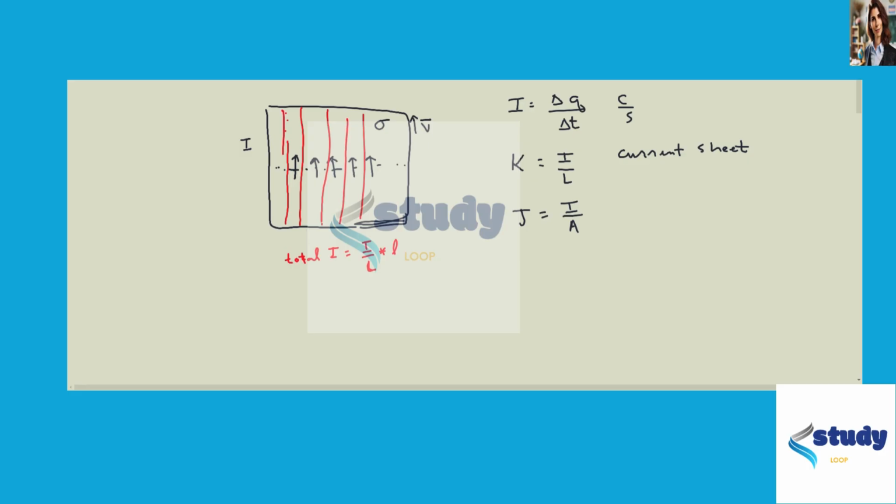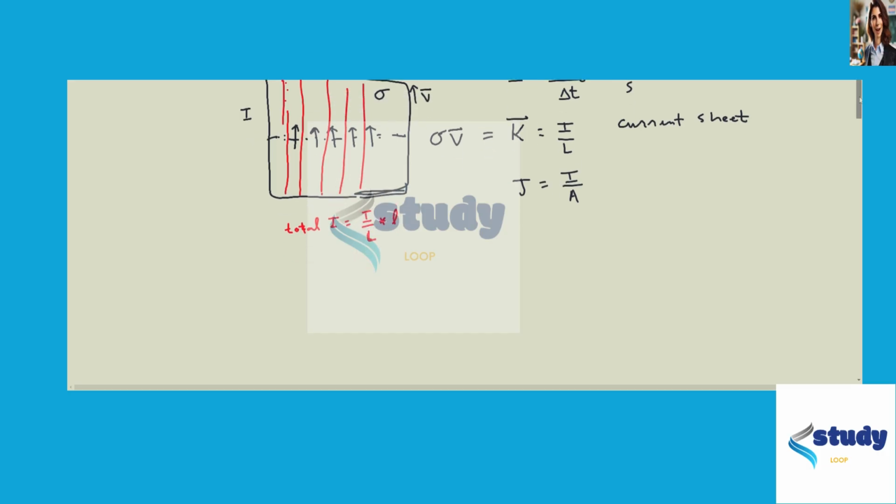You have charges that are moving on a two-dimensional structure, and they are moving past a certain line over time. So K can be written simply as sigma times velocity. And if we want to give it a vector, the current is flowing in the direction of the velocity, depending on the sign of the charge. So it's moving with the velocity if you have positive charge. It's moving the opposite way if you have negative charge.